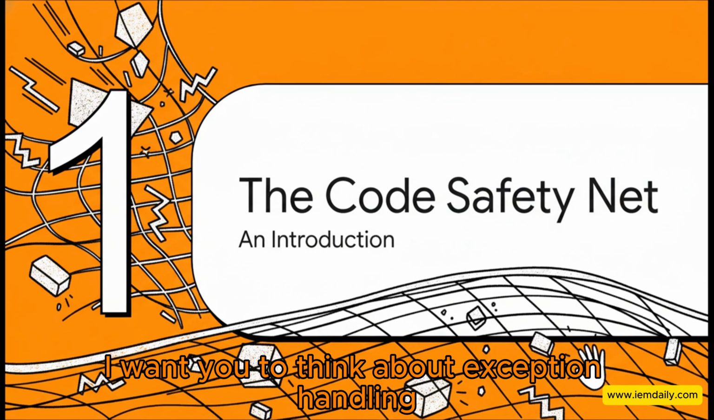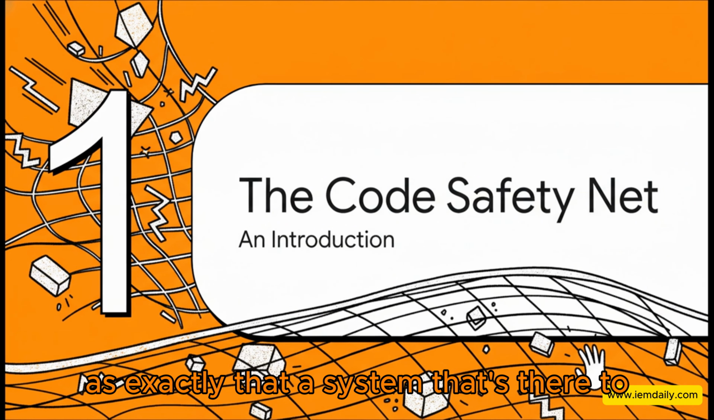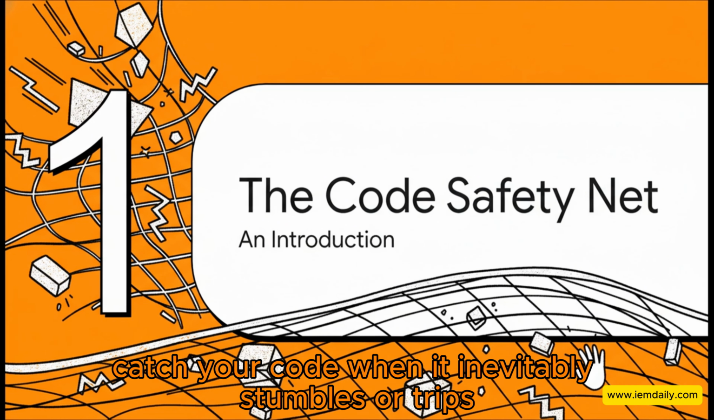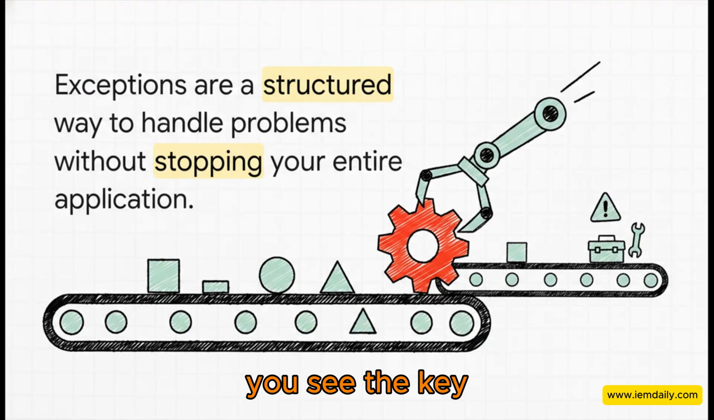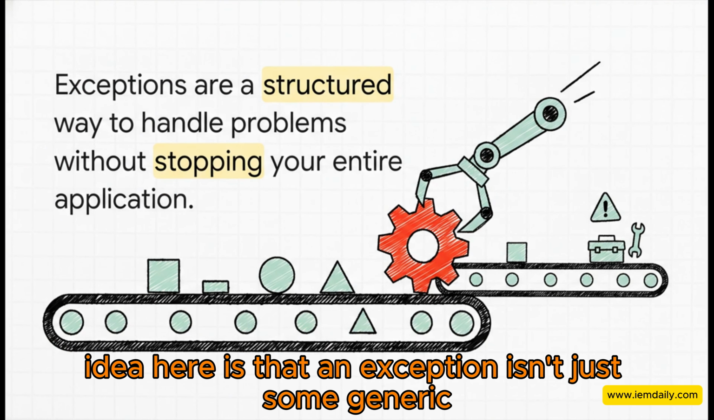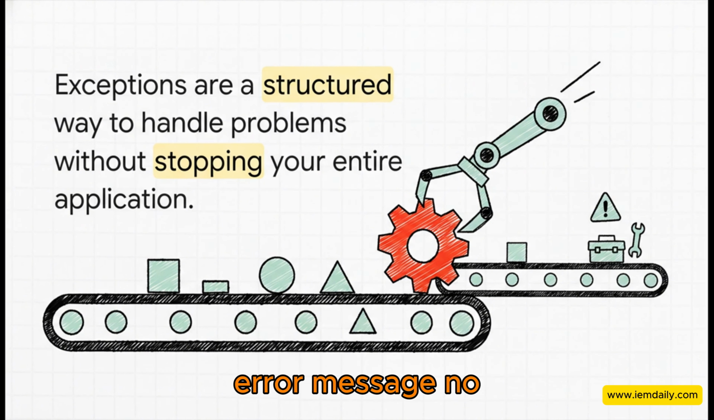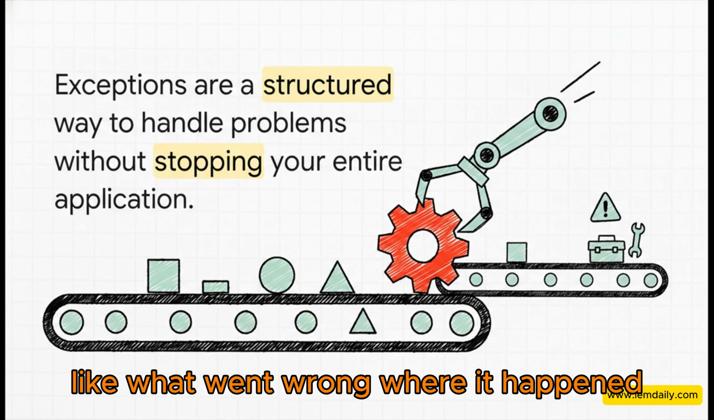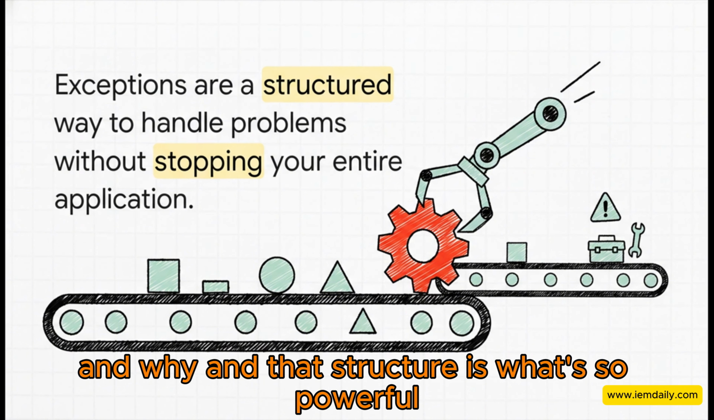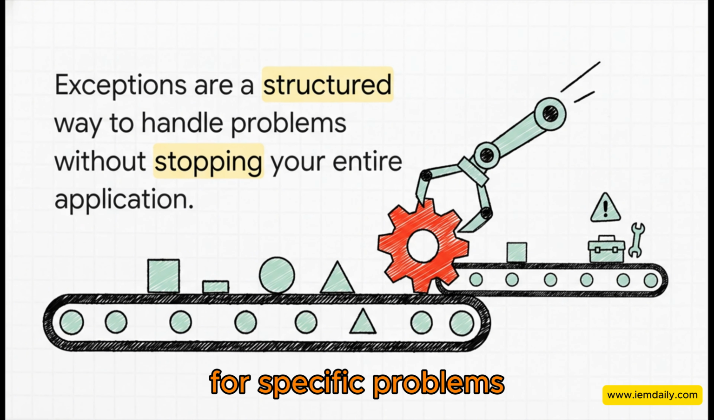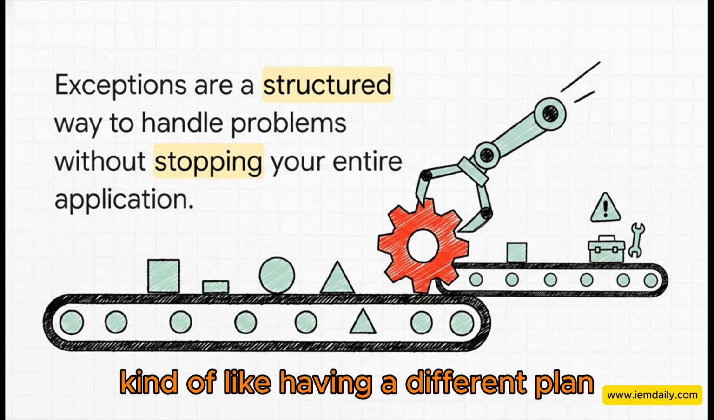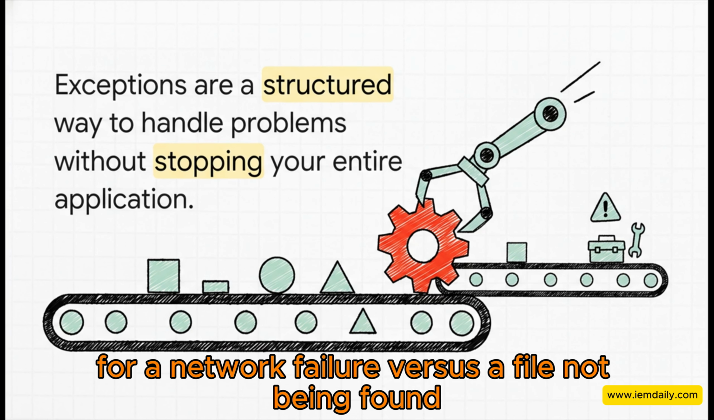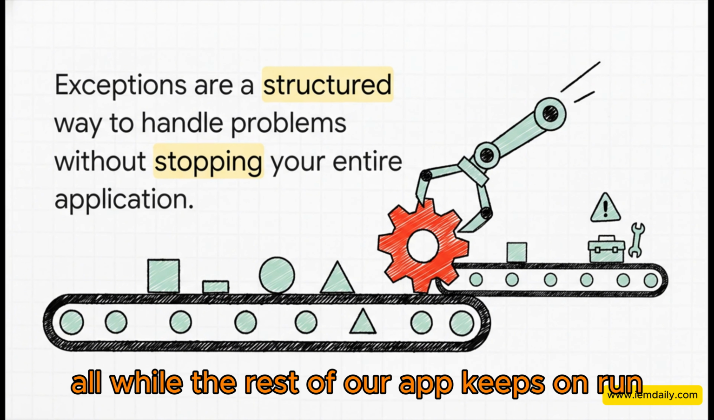I want you to think about exception handling as exactly that, a system that's there to catch your code when it inevitably stumbles or trips. The key idea here is that an exception isn't just some generic error message. It's actually an object, and that object carries a ton of information, like what went wrong, where it happened, and why. That structure is what's so powerful, because it lets us write specific code for specific problems, like having a different plan for a network failure versus a file not being found, all while the rest of our app keeps on running.